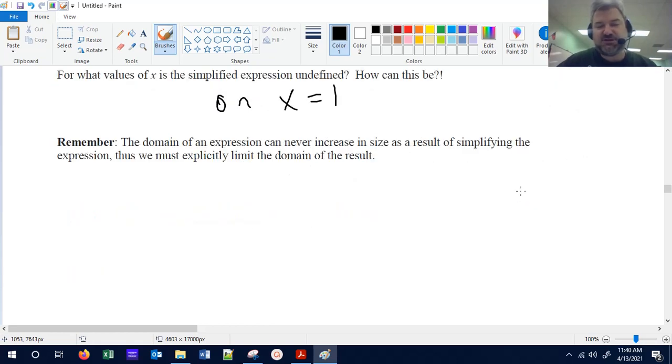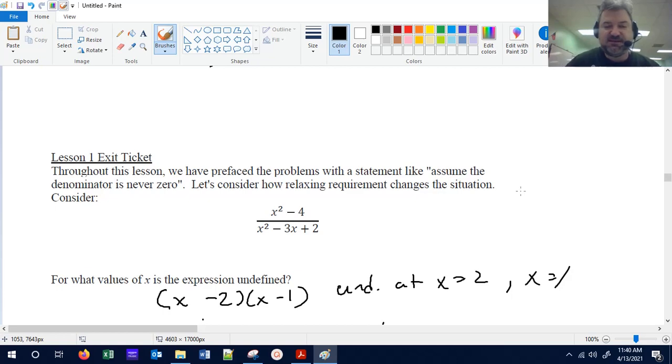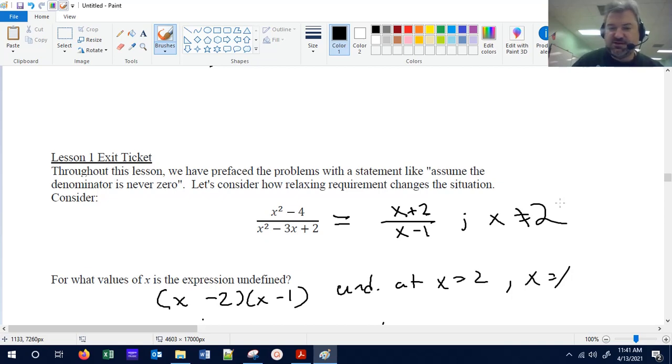So the domain of an expression can never increase in size as a result of simplifying the expression. So we should therefore explicitly state that the domain is limited. So if I was to simplify this and call this x plus 2 over x minus 1 with the added restriction that x does not equal 2, because 2 was excluded originally. Now we can see from the implied domain that x can't equal 1, and the explicit domain that x can't equal 2. Much more on that later.